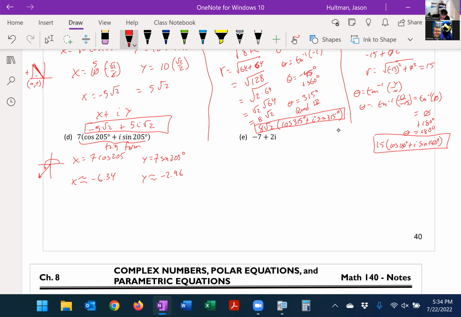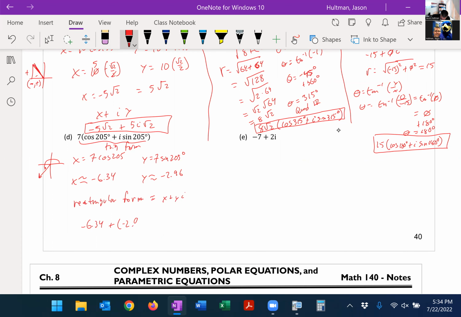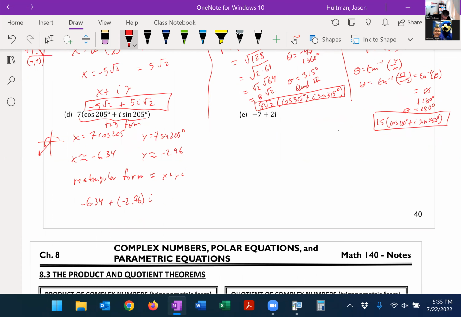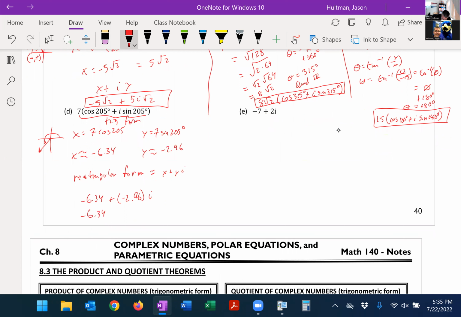What about rectangular form? Rectangular form is just x plus yi. So this is going to be negative 6.34 plus, or we're adding a negative here, negative 2.96 times i. So I'm just going to write this as negative 6.34 minus 2.96i, approximately.